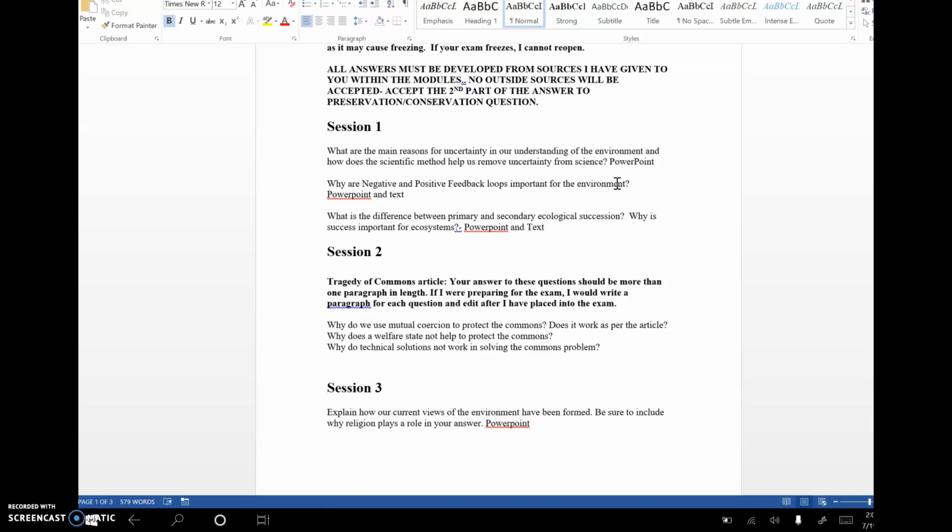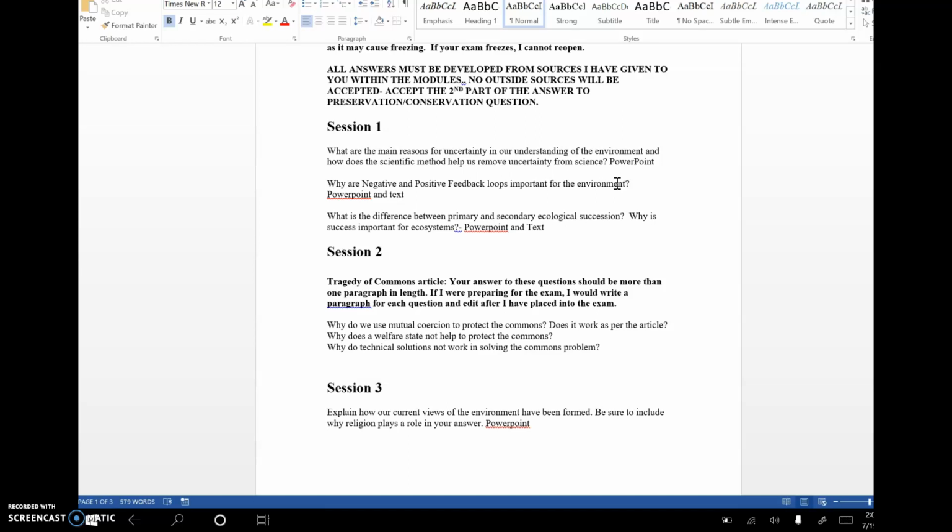Why are negative and positive feedback loops important for the environment? You cannot just write because it brings about homeostasis. That's not a paragraph. I would explain what a positive feedback loop is as per this class, not per the human body or anything else. What is a positive feedback loop? What is a negative feedback loop? And then how together they bring about that balance to the ecosystem.